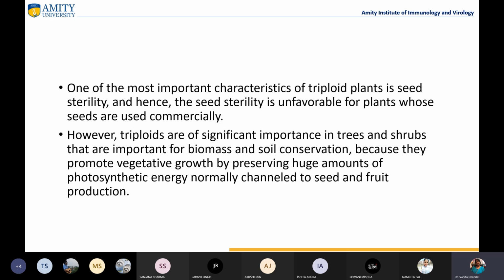But these are more important in trees and shrubs, which are important for biomass and soil conservation, because now they can promote vegetative growth by preserving a huge amount of photosynthetic energy which is normally channeled to produce seed and fruit. So we don't need any seed and fruit production, we just need biomass. In those cases, this technique is very useful.